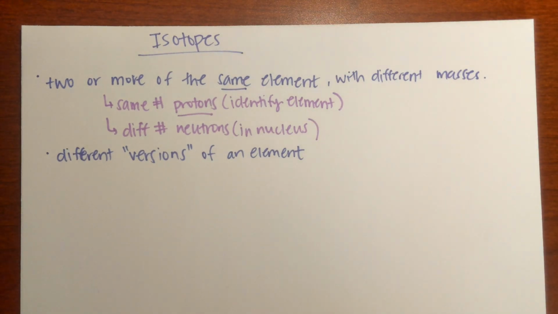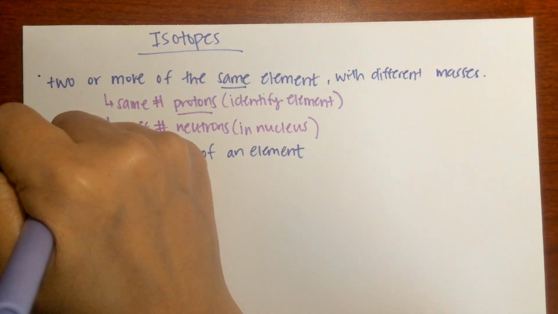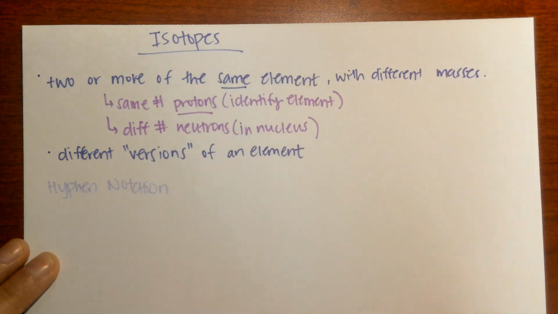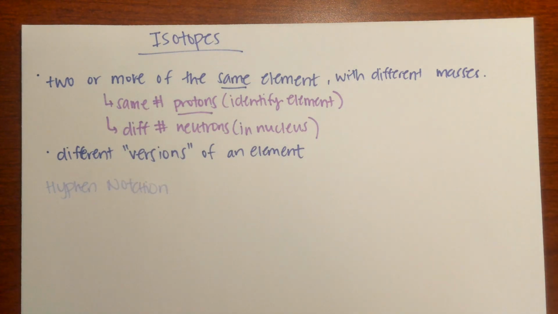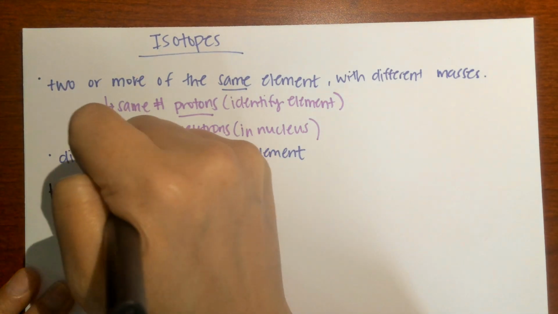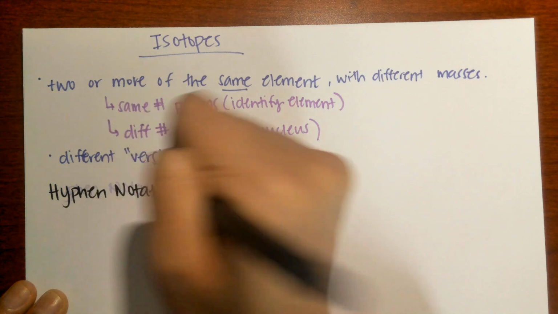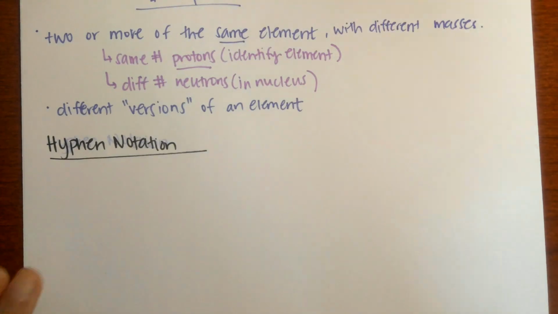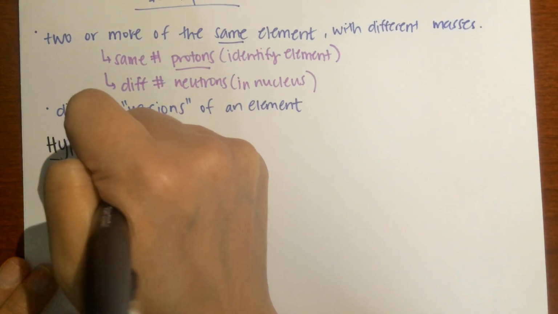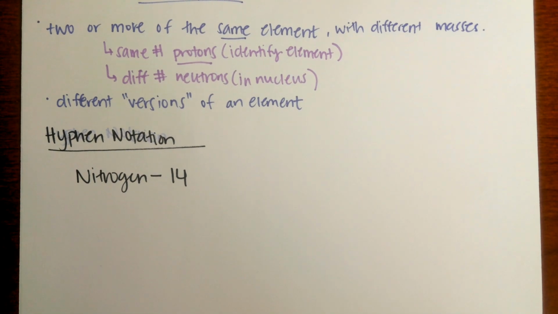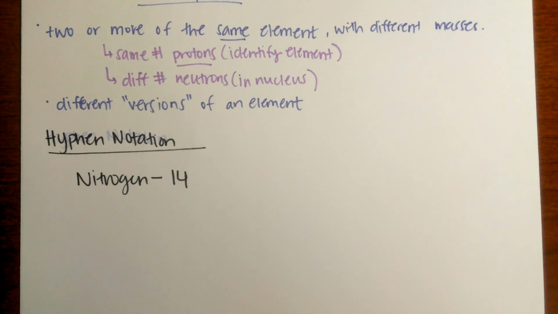Alright, so there are 2 types of identifying isotopes. So there's the hyphen notation. So basically, how do we know if it's an isotope? And I should probably use a different pen here. Let me try a way darker color. That's better. The hyphen notation, so essentially you just have, I'm going to use nitrogen as an example, nitrogen-14. So what the hyphen notation is, obviously there's a hyphen, that's why it's called hyphen notation.